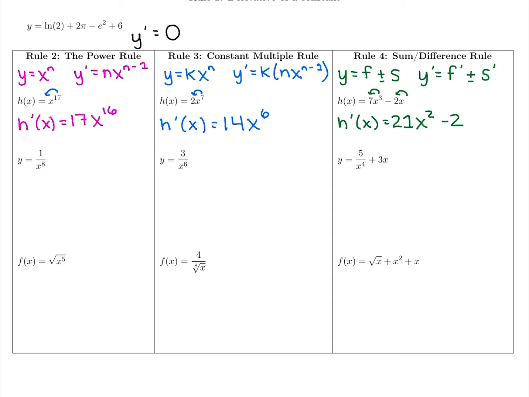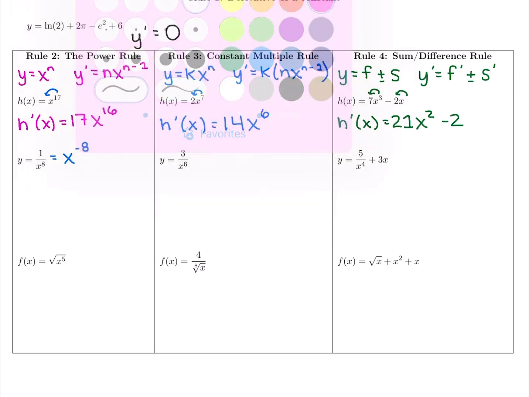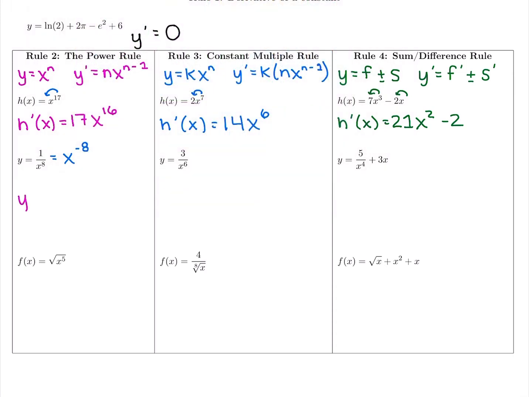So going back to this one here where it doesn't have a coefficient, the hard part about this next row is we have some algebra to rewrite. If a power is in the denominator, it is really a negative power though. So we really have 1 times x to the negative 8, because we want to pull it out of the denominator. Once it's out of the denominator, we are able to take the derivative normally. We're going to bring down the power, negative 8, and raise x to the negative 8 minus 1, which is negative 9.